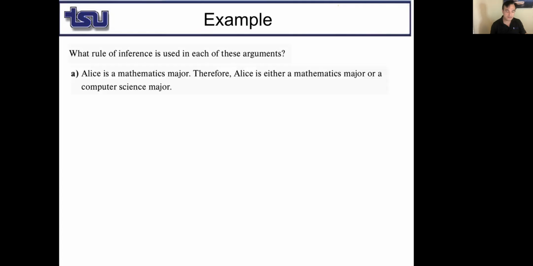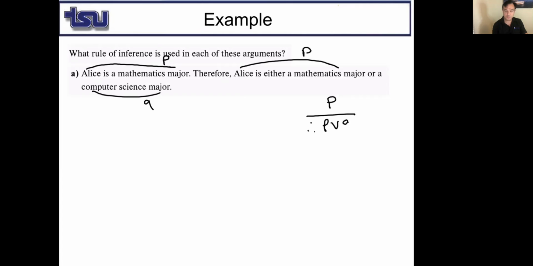Okay, so let's do a couple more examples. Here, Alice is a mathematics major, this is P. Therefore, Alice is either a mathematics major or a computer science major. That means P is true, therefore P or Q. Okay, this is addition, right?